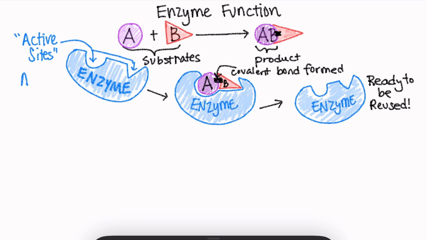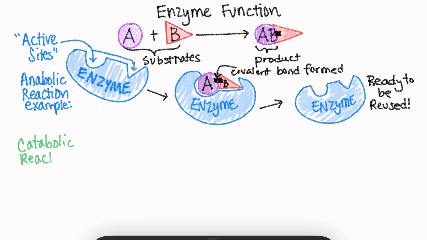So this was an anabolic reaction, right? It was building something bigger. And now let's look at a catabolic reaction example. Because almost everything that happens in your body needs enzymes. In fact, usually multiple enzymes just to get one thing accomplished. So now let's draw a green enzyme. This is going to be a different enzyme. Remember, they are highly specific.